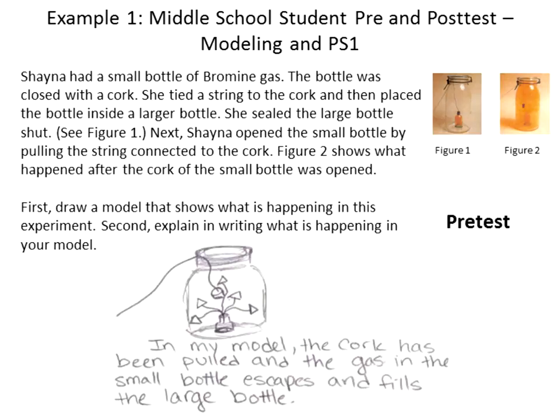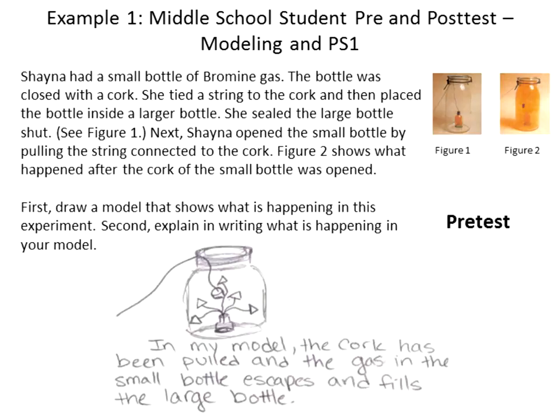And what you see in front of you is a pre-test that we gave the students. This is actually from a 6th grade classroom, so it's important to know that this is 6th grade. The example says that Shannon had a small bottle of bromine. We wanted to use bromine because we wanted the gas to have a color to it. The bottle was closed with a cork.